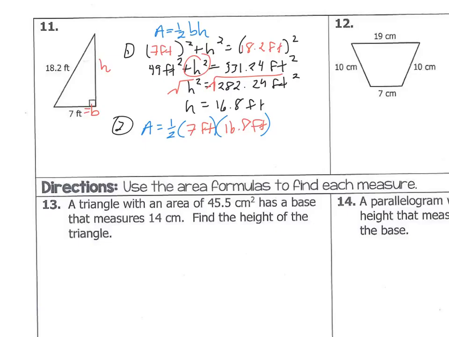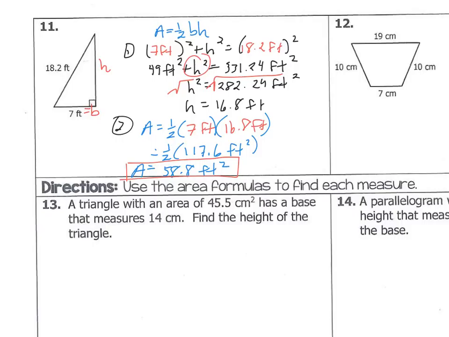And now it's just what we were doing on the other side. So 16.8 times 7 is 117.6. Feet times feet is feet squared. And then take half of that. So your final area is 58.8 feet squared. So you might have to have a couple of steps to get there. So there's our prior knowledge. Don't forget about that.